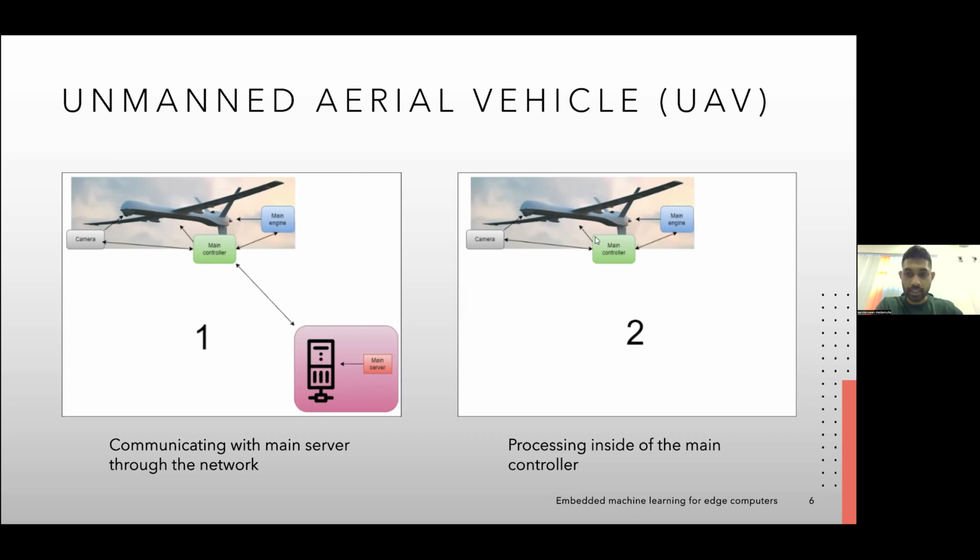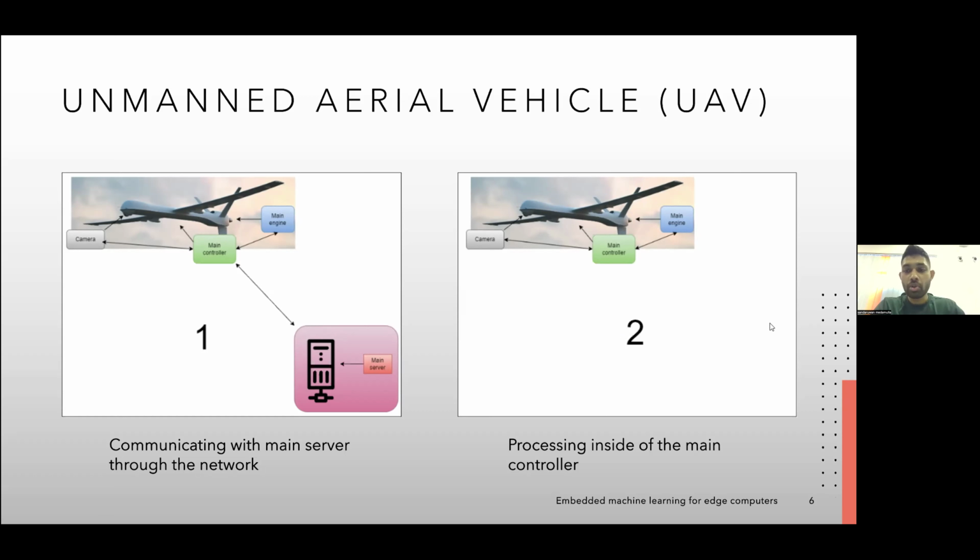That's one way. The second way is that the drone's main controller records the video and processes it live inside the main controller, then takes action on the main engine to control the drone. I hope you can understand my scenario. So what is the most suitable and most practical one? Option one or option two? You can put your answer in the chat box, or anyone can unmute and say which scenario is most suitable.